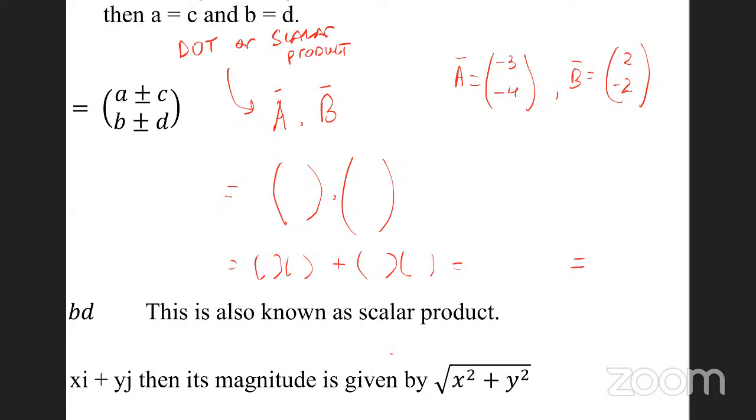All right, so let's see what you got. Right, most of the answers are correct. All right, let's see what you got there, Imran. So what is A? A is minus 3, minus 4. B is 2, minus 2. So you put in minus 3 in here, 2 in here, minus 4 in here, minus 2. Minus 3 by 2, that is minus 6, plus minus 4 by minus 2, which is 8. Minus 6 plus 8, that's 2.